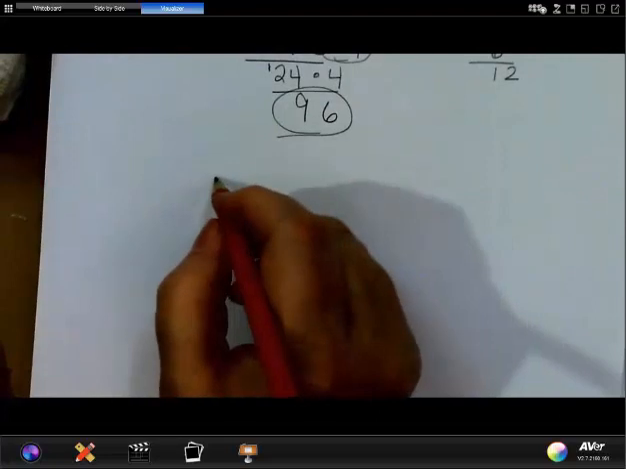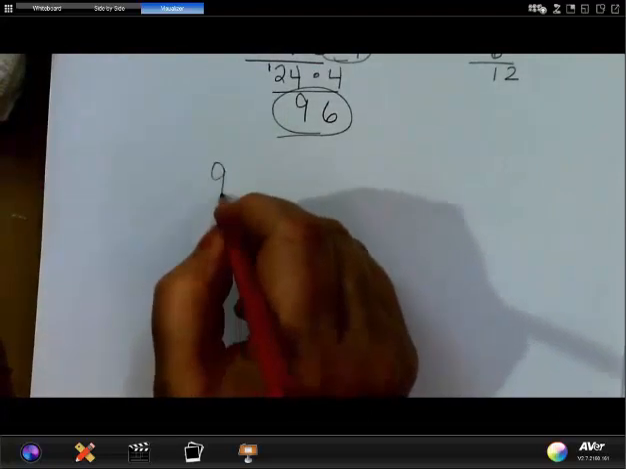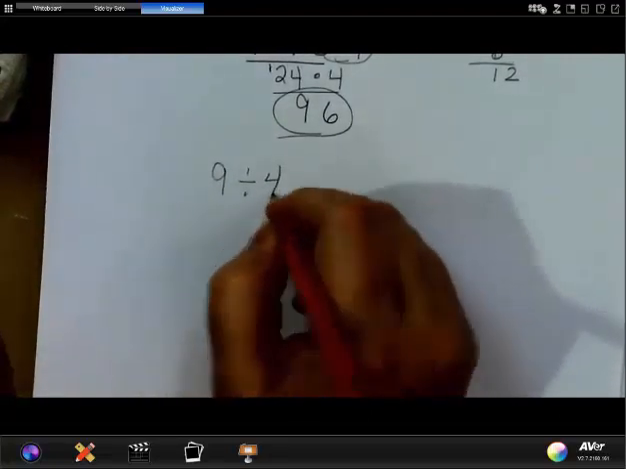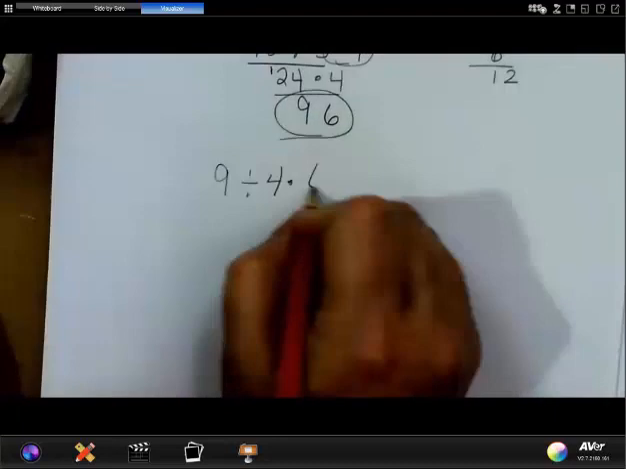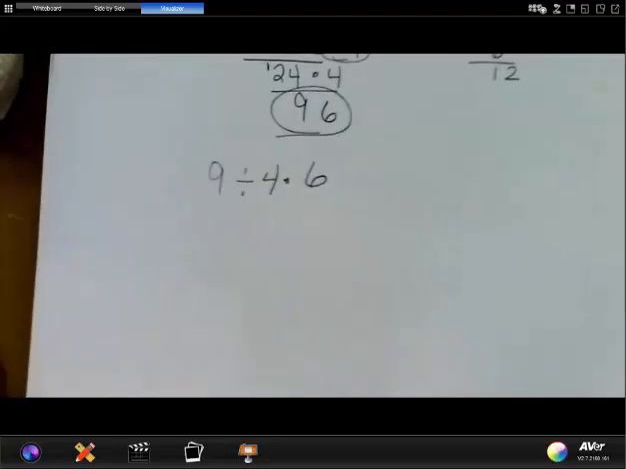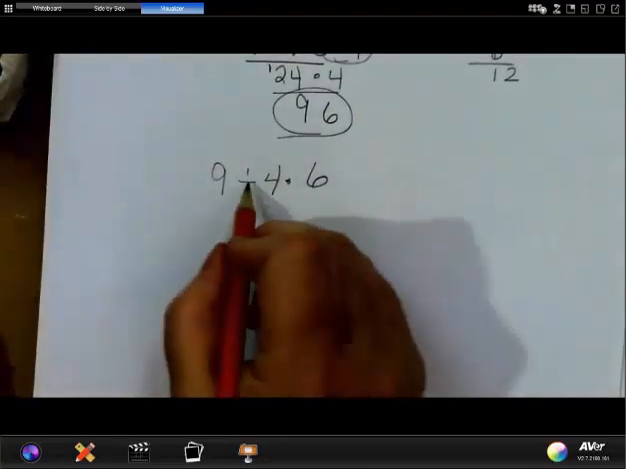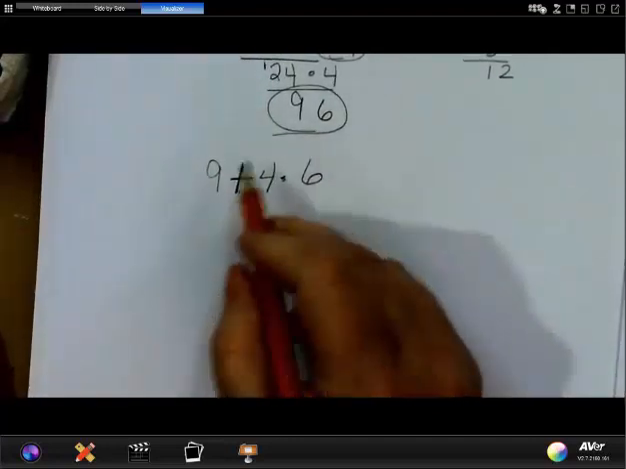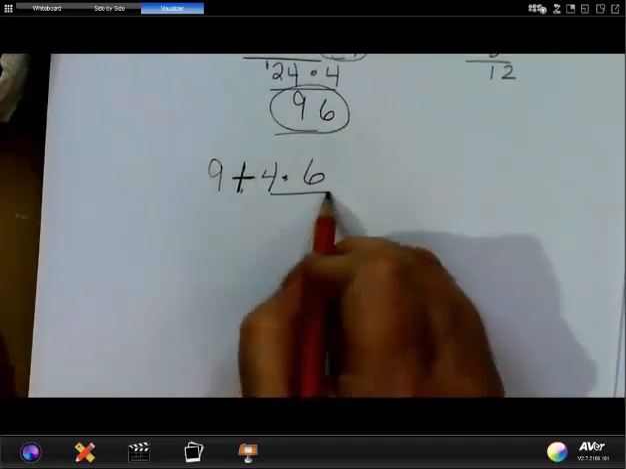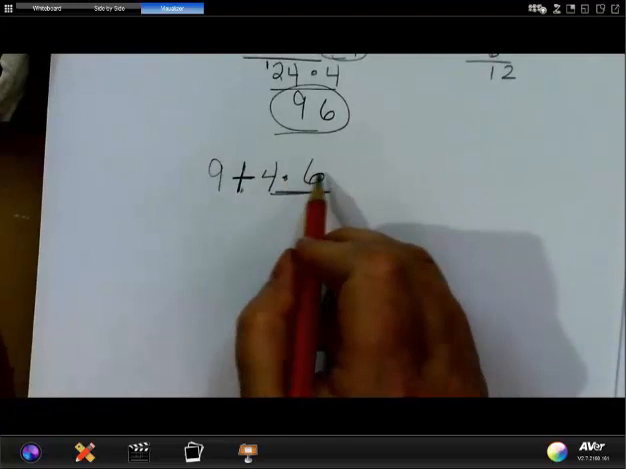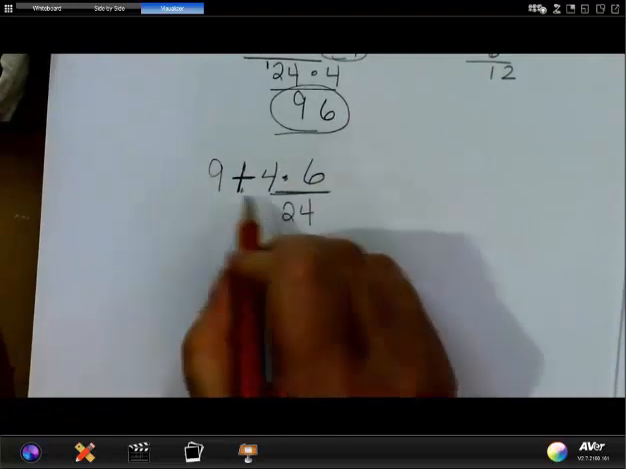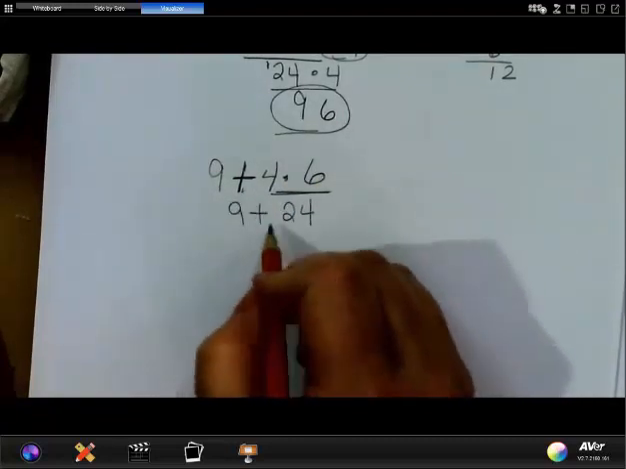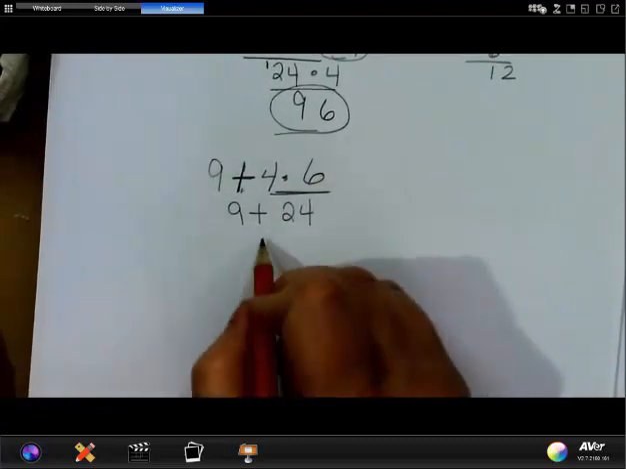All right, let's try 9 plus 4 times 6. Actually, we're going to do 9 plus 4 because I don't want to do divide with fractions yet. So in this problem, I would do multiplication first. So 6 times 4 is 24. Bring down the 9 plus. 9 plus 24 is 33.